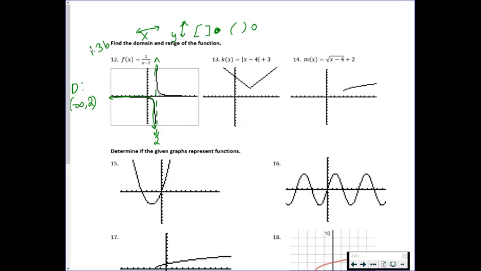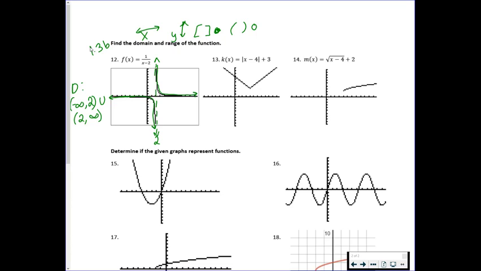Then it picks up on the other side at 2 with a parenthesis. The reason I'm using parentheses is because it's never going to touch that 2. That's why I'm using parentheses. And then I follow it off to the right with an arrow to +infinity. And that's our domain. -infinity to 2, union 2 to +infinity.